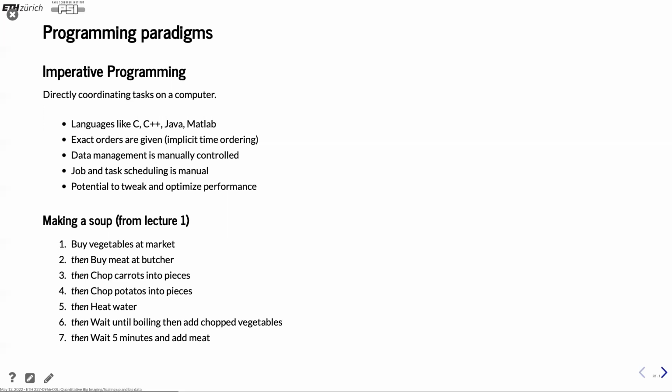So for example, we want to make a soup, and here we have the tasks. First, we buy the vegetables because we need to have something to cook with. Then we buy the meat at the butcher's. Then we chop the carrots into pieces. And then comes the potatoes, and we heat water. Then we have to wait until the water is boiling, until we can put in the veggies. And finally, wait another 5 minutes, and then we add the meat and then let it boil until the meat is tender.